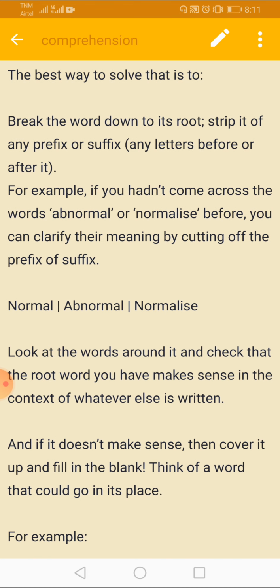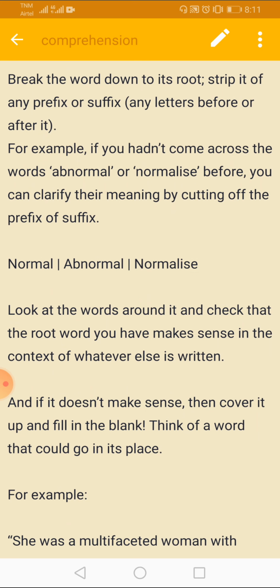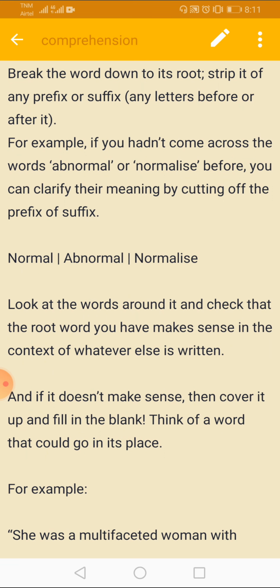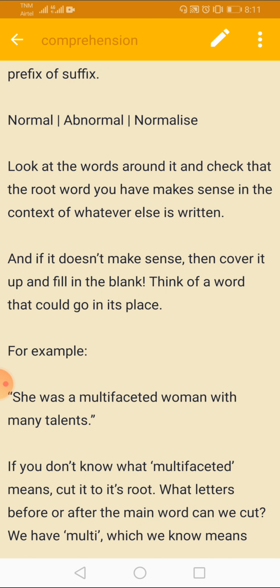For example, if you hadn't come across the word abnormal or normalized before, you can clarify the meaning by cutting off the prefix or suffix. So abnormal, you can say normal. Then you can see that you already know what it means. So abnormal must be something that isn't normal, right? Normalized, so you can bring it to normal and then 'ize' here, isn't it? So you can actually see what it means. You can actually guess. Normal, abnormal, normalized.